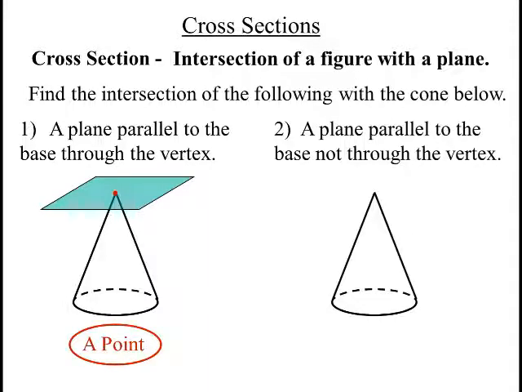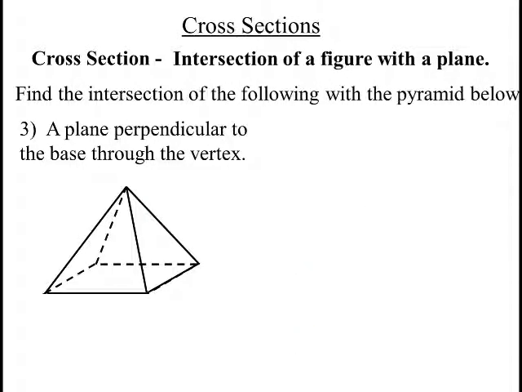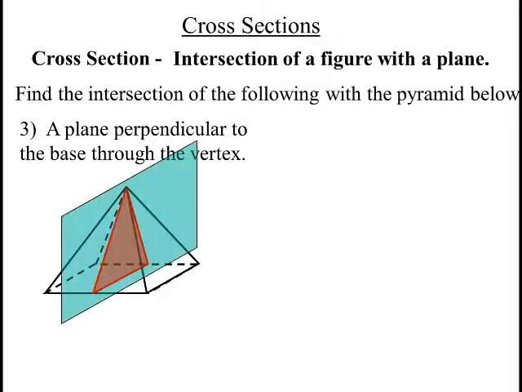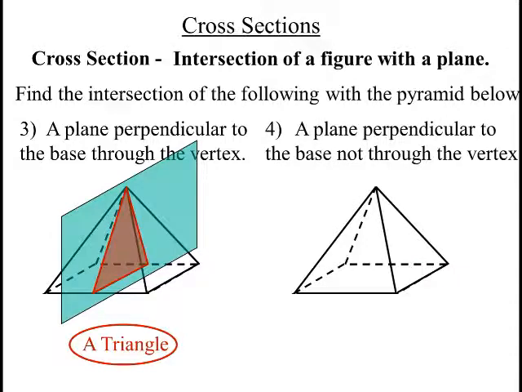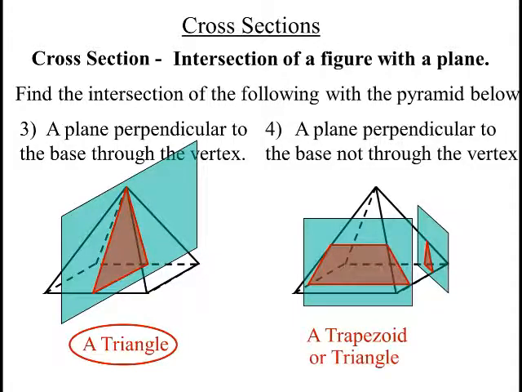Now, what if the plane comes through and it's parallel to the base, but it doesn't go through the vertex? Well, then it's going to slice right through the middle of it. It's going to form a circular region. How about a pyramid? If we go perpendicular to the base through the vertex, it's going to form a triangle. How about perpendicular to the base but not through the vertex? You have 2 choices. It could go through like this, forming a trapezoid, or it could go through the corner of it, forming a triangle. I can't think of any other way.